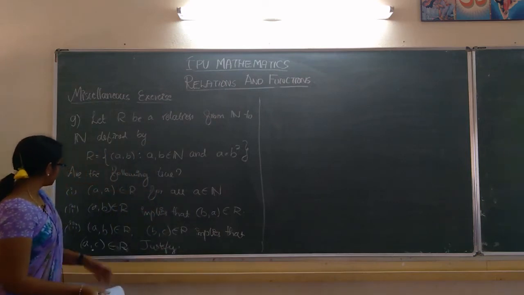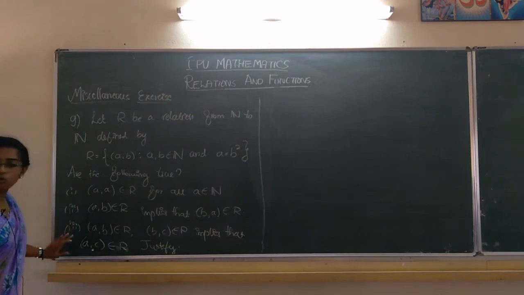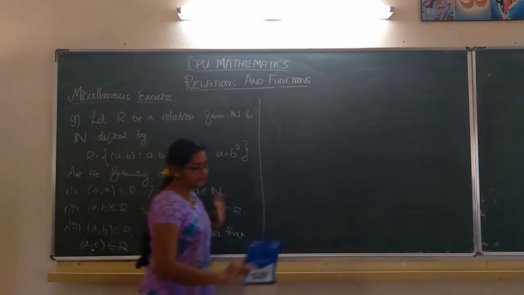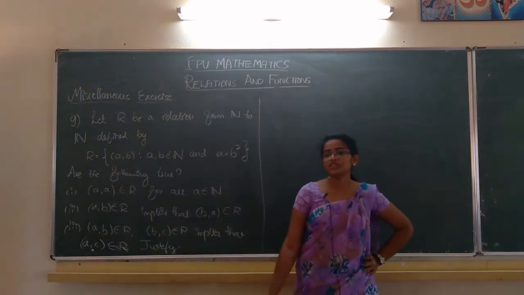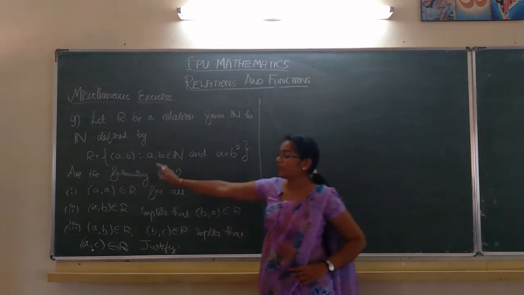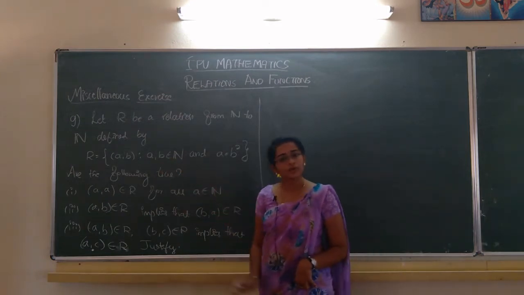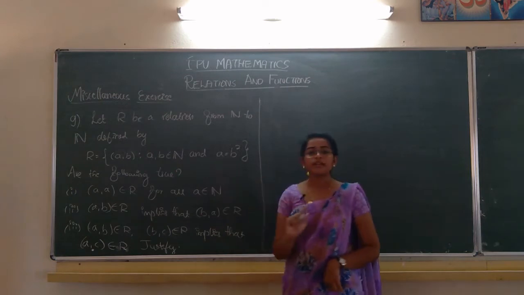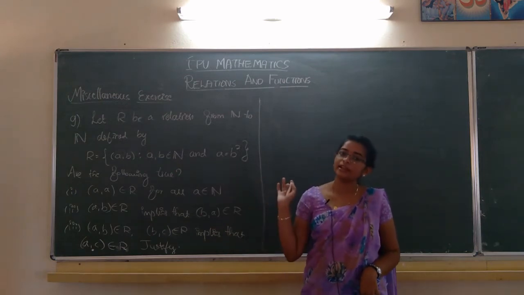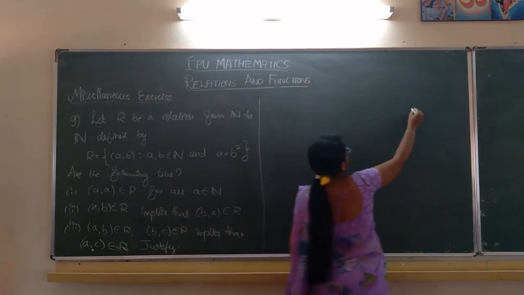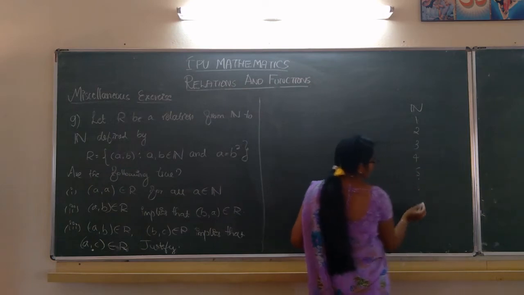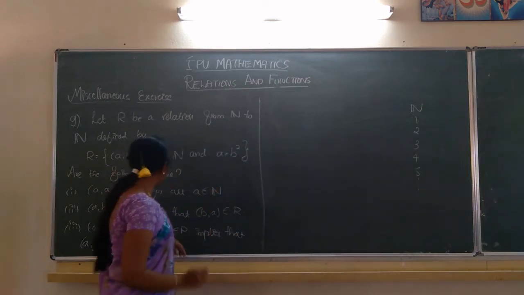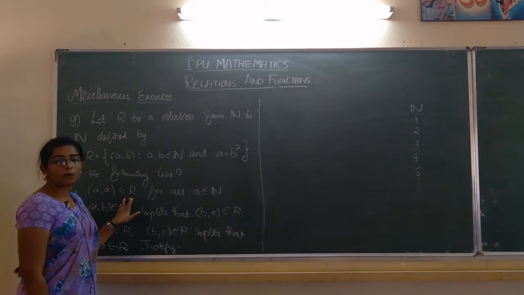Okay, first we need to say whether these three are true or false, and we need to justify our answer. See, the relation is given to be the set of all ordered pairs A comma B where A and B are natural numbers and the first element is equal to the square of the second element. See, we have natural numbers. Natural numbers start with 1, 2, 3, 4, 5 and so on, right? So, tell me whether A comma A belongs to this type of relation.